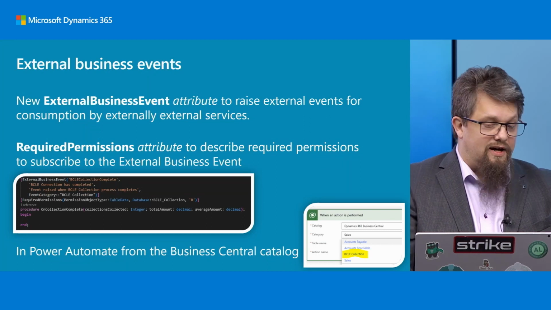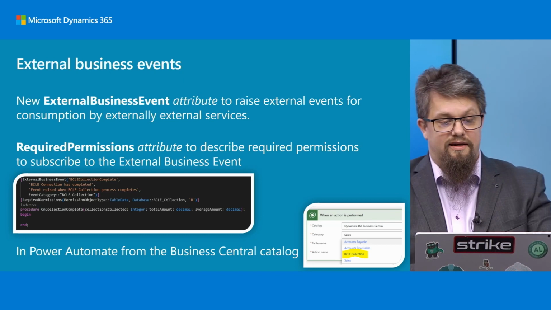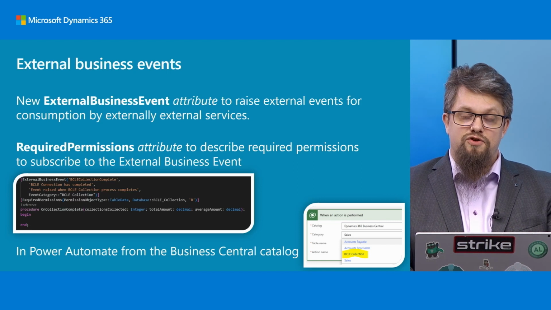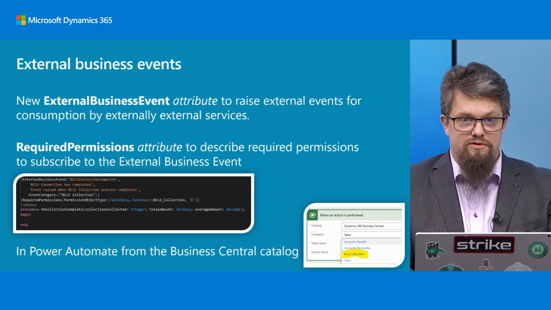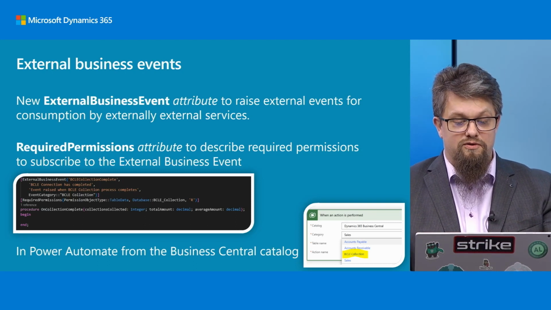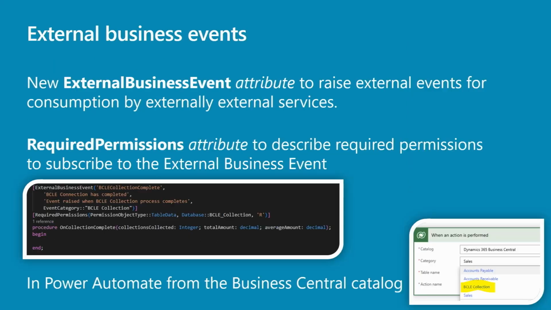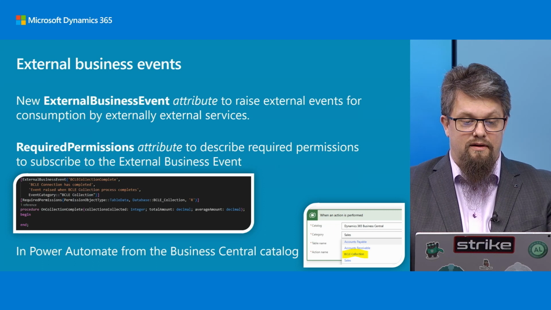As Peter mentioned, we now have external business events. The new external business event is an attribute that looks like a normal event, but it raises events externally. You can use this to raise events that can be used in webhooks, or you can use the new Power Automate catalog to find that event and use it there. You can use the required permissions attribute to define who can subscribe to these business events by requiring special permissions before you're allowed to subscribe.